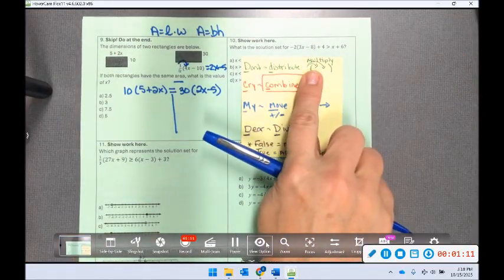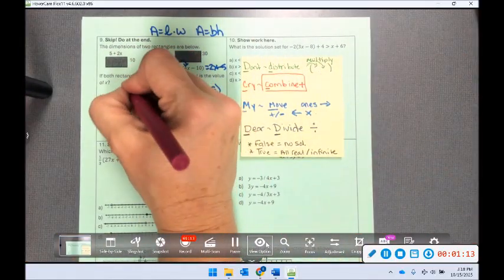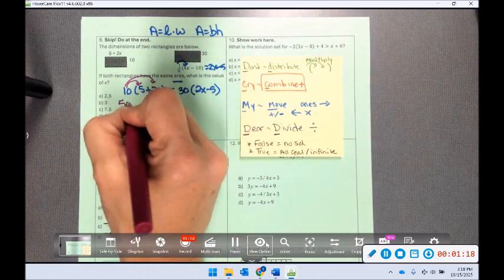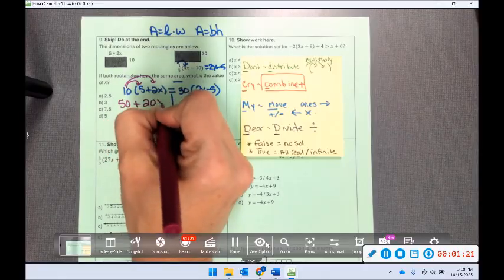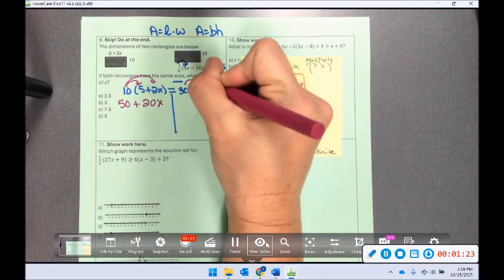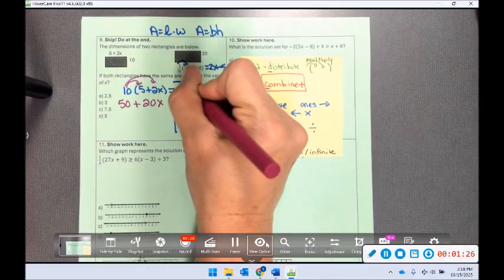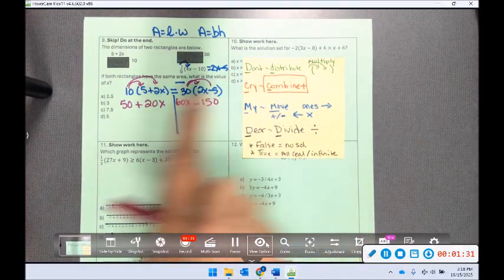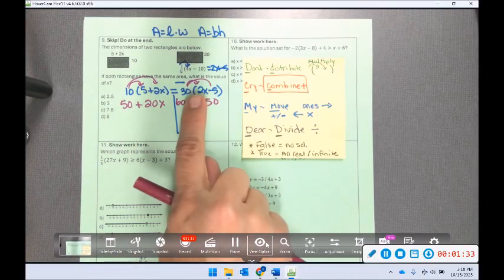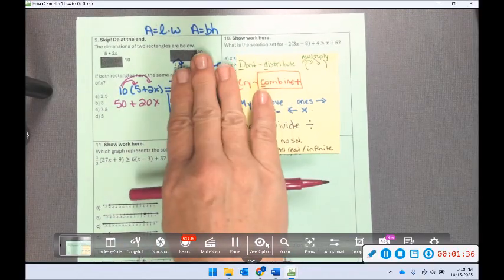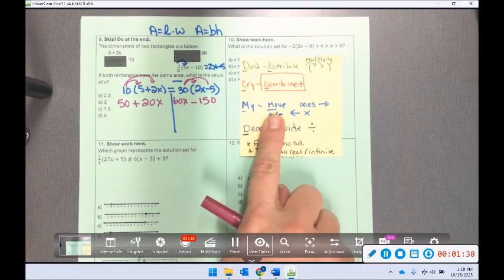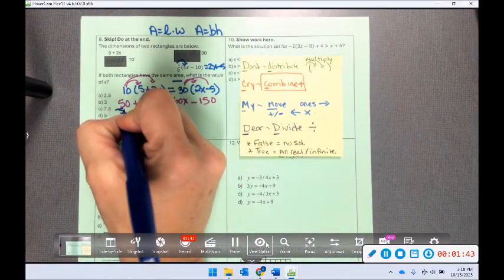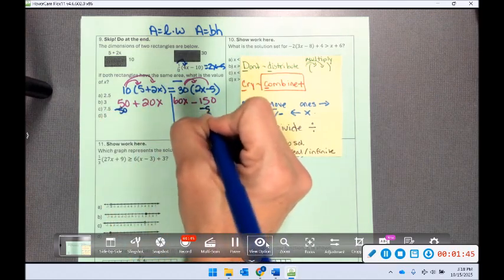I'm going to start by multiplying and distributing. So I'm going to do 10 times 5, and then I'm going to do 10 times 2. So 50 plus 20x, and on the other side I'm going to multiply 30 times 2x and 30 times negative 5, 60x and negative 150. Okay, there's nothing to combine because this is an x and this is not. This is an x and this is not. So nothing on the same side can be in a box. So now I'm going to move the ones to the right. So this 50, I'm going to move it by doing a minus 50 on both sides.